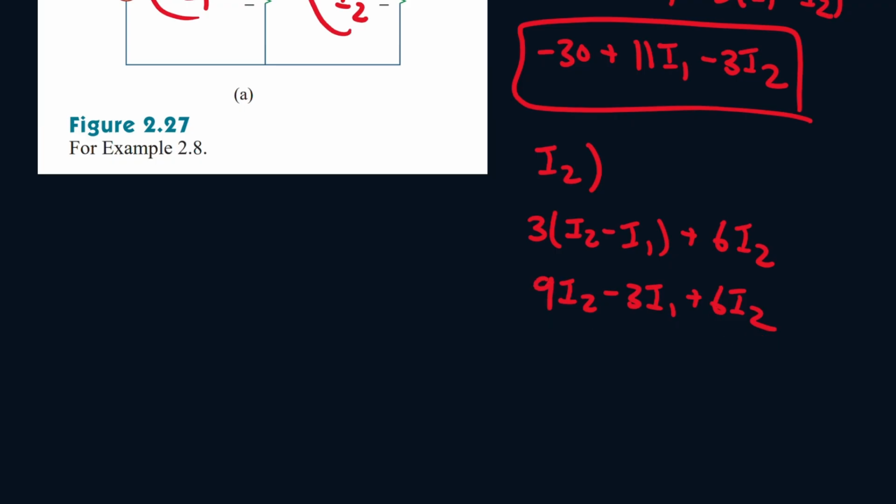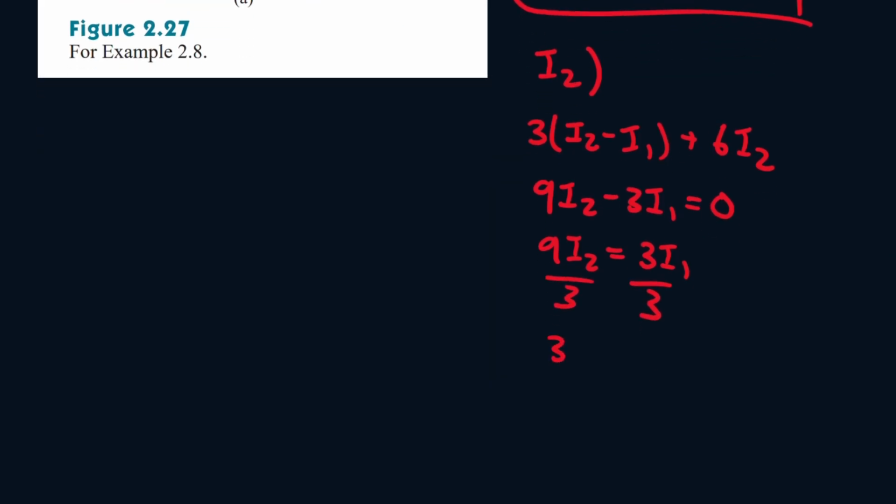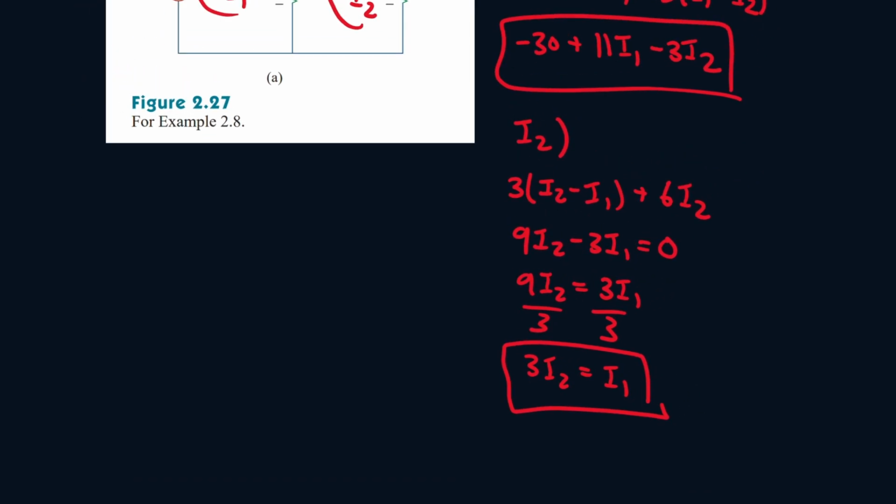So it'll be 9I2. Now since this is equal to 0, let's bring this to the other side. So it'll be 9I2 equals 3I1. Divide both sides by 3. So we have 3I2 equals I1. Okay, that's the first bit we got done. Now let's substitute that into our first equation.